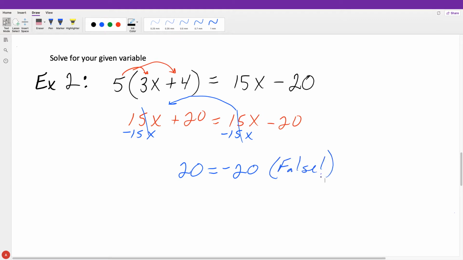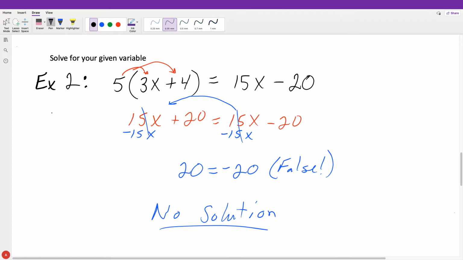And when you have a false statement, there is no solution. No matter what you plug in for x, you will never, ever, ever get anything that will actually satisfy this equation. So there is no solution to this. And it should hopefully make sense to you.